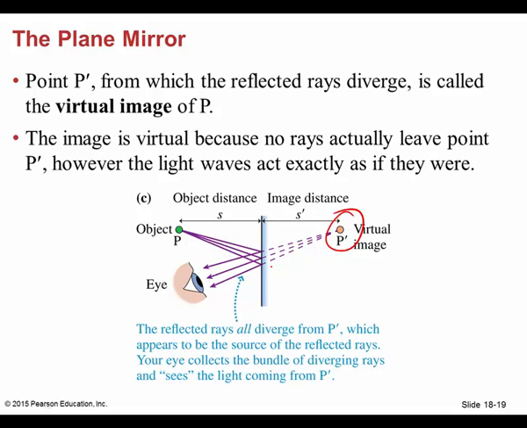Now, when we look at plane mirrors, when we look at point P prime, this is what we call a virtual image. And of course, a virtual image is an image that is not real. And you say, well, how do you know that? Well, if it can't be projected onto a screen, then it is not a real image. It is a virtual image.